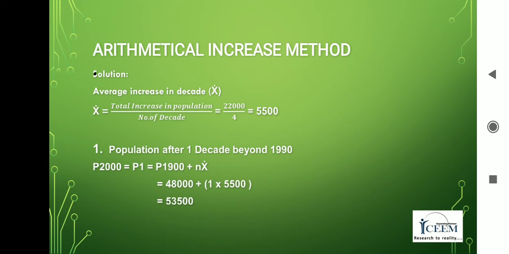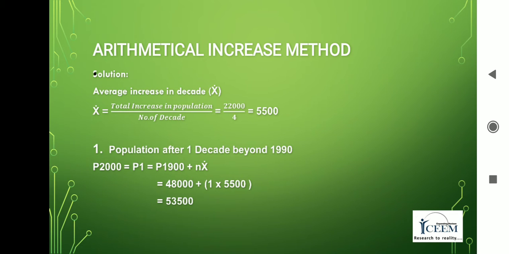So total increase in population divided by number of decades is equal to x bar, that is 22,000 divided by 4 is equal to 5,500. The value of x bar is 5,500. Then put in the formula, that is Pn is equal to P0 plus n x bar.